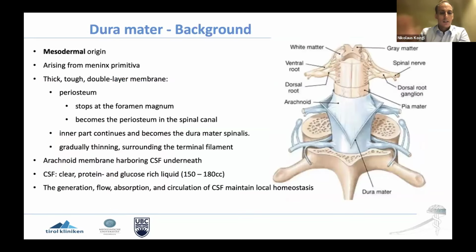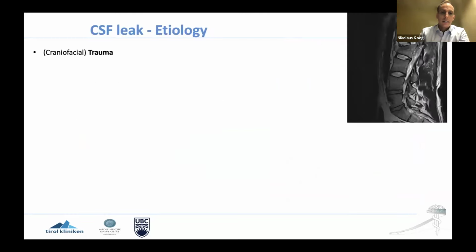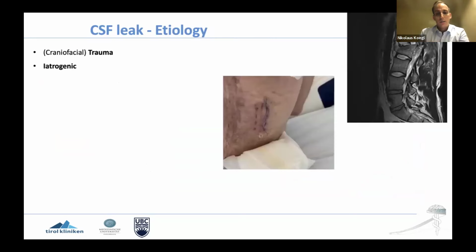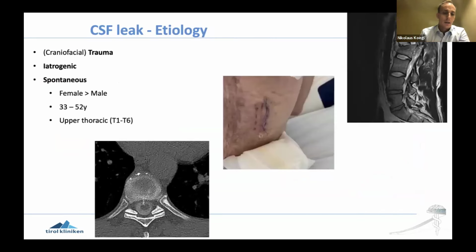I won't touch base on the anatomical part, but just want to let you know that the inner leaf of the dura mater continues as the dura we know in the spine. We have the CSF running underneath the arachnoid membrane, and this is usually a contained compartment until we either sustain a trauma, have a more or less successful spine surgery, or even have a spontaneous CSF leak, which may take quite a while to work up.